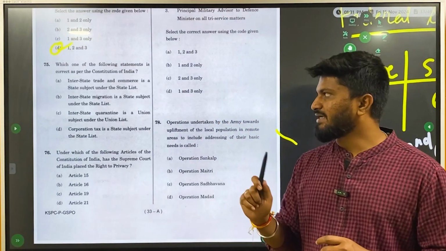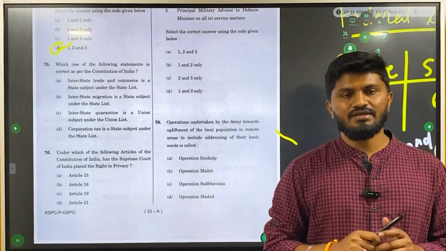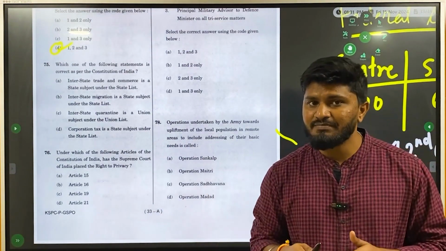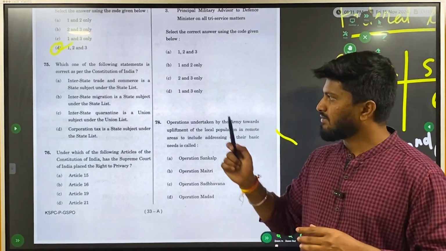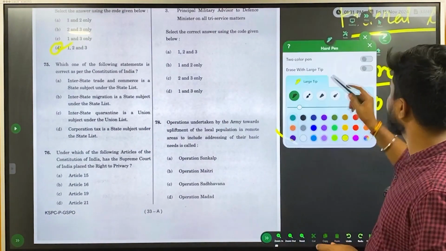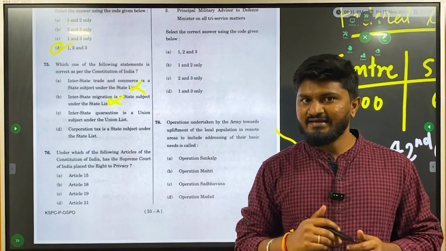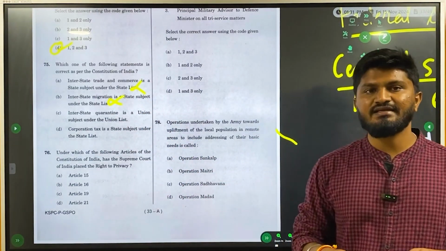Second, interstate migration is a state subject under the state list. Again, if it is between two states, can one state make laws on that? No, right? That is also wrong. Then the third one, interstate quarantine is a union subject of the union list.